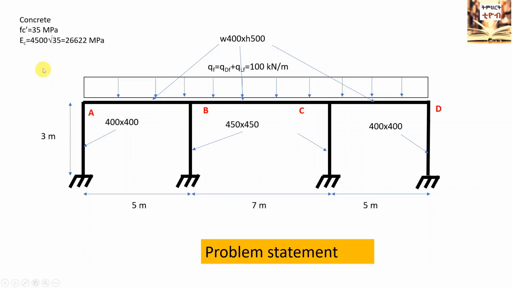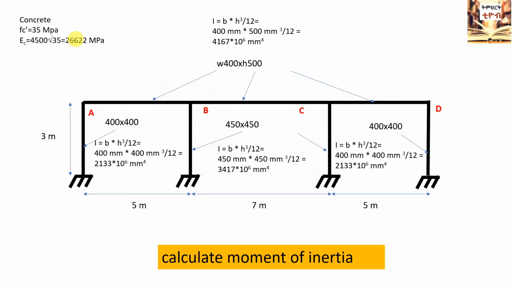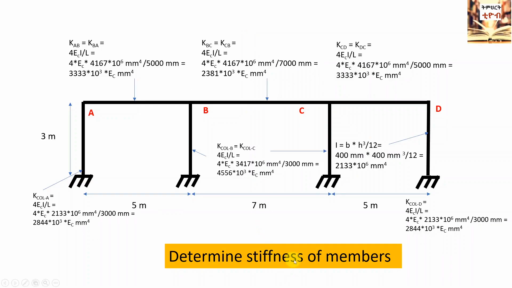A concrete class of 35 MPa will be assumed. Using the formula shown, the concrete will have a Young's modulus of 26,622. First, we need to determine the moment of inertia of each frame element. The moment of inertia can be calculated by the formula b times h to the power of 3 divided by 12. In the next step we will determine the stiffness of each element.